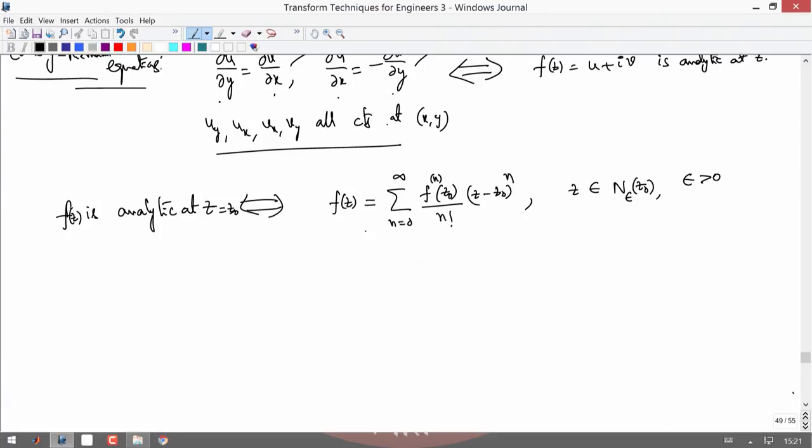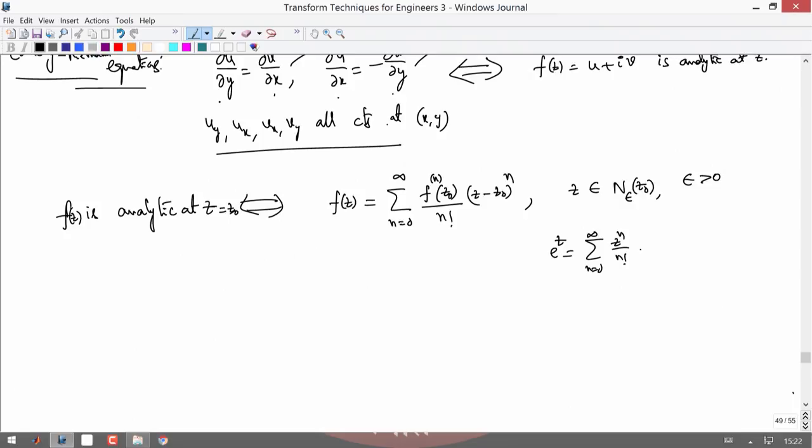For example, e power z, n from 0 to infinity, is like z power n divided by n factorial, around 0. In general, around z naught, f of z equals f of z naught, when n equals 0, plus f dash of z naught divided by 1 factorial into z minus z naught, and so on.